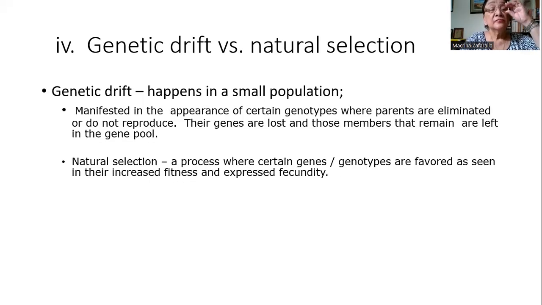Let's look at genetic drift and natural selection. When do we have genetic drift? This happens in a small population. It is manifested in the appearance of certain genotypes when parents are eliminated or do not reproduce. Their genes are lost, and those members that remain are left in the gene pool. Let's go to natural selection. Natural selection is a process where certain genes or genotypes are favored, as seen in their increased fitness and expressed fecundity.